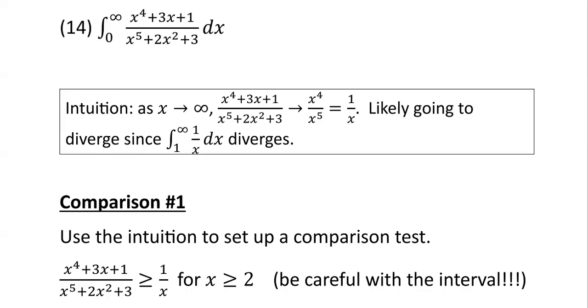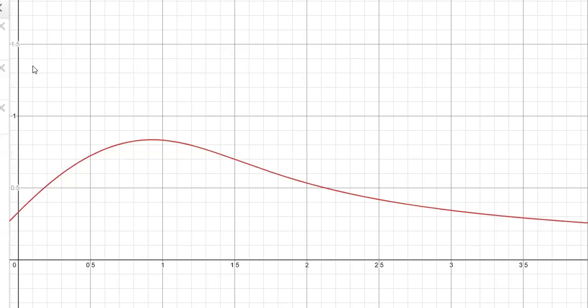Okay? And you also can't just say x is greater than or equal to 1, it's not true either. Let's look at the graphs of these two guys. So this is our function, that rational function. And this is how 1 over x looks. You see that for sure, as x approaches 0, 1 over x keeps growing, so it's bigger. It's not smaller than our function. We can't use the comparison test properly there.